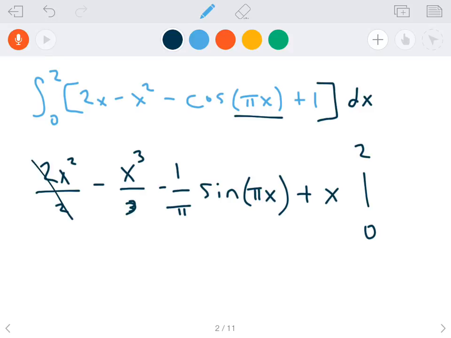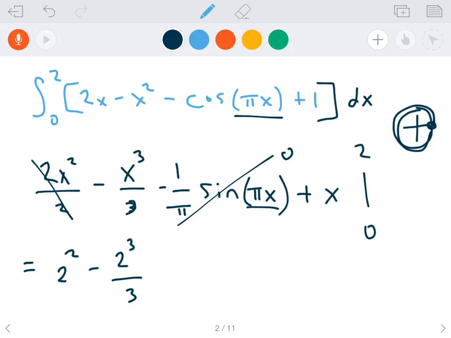That's okay. When I plug in 2, I have 2 squared minus 2 cubed over 3. The sine of 2 pi, if I think about my unit circle, 2 pi is once around the circle. That brings me back right there. The y value there is 0. So that whole term is 0. And then plus 2. I'll plug it into x. If I plug in 0, I'm going to get 0. The sine of 0 is also 0. And that's 0. That's convenient.